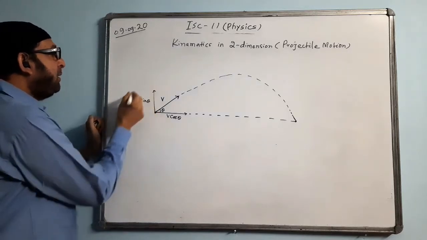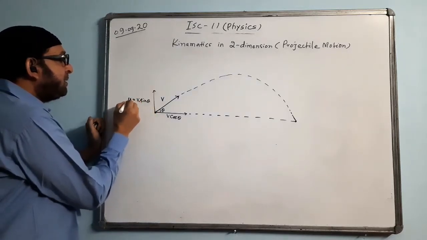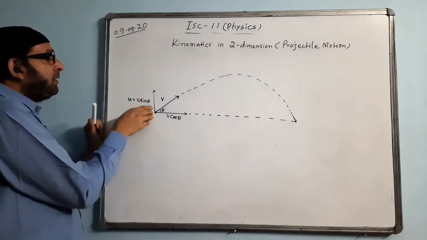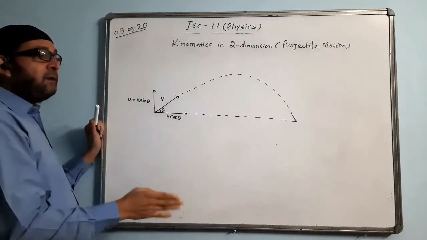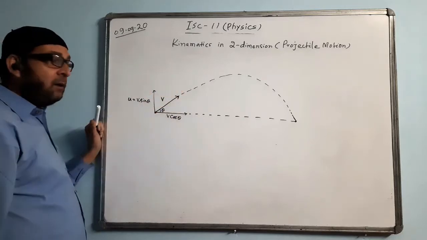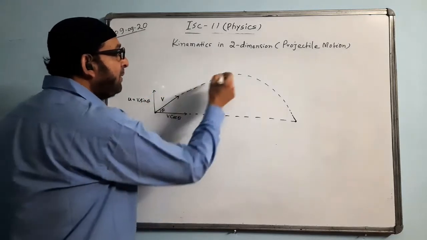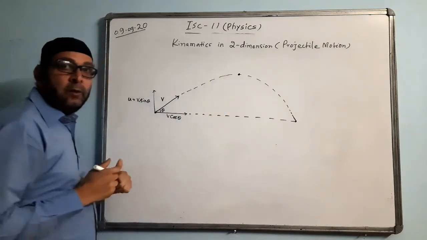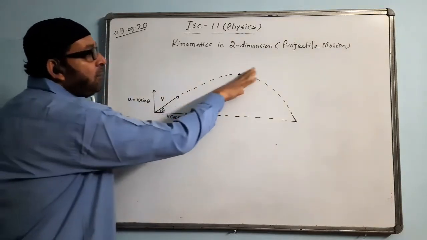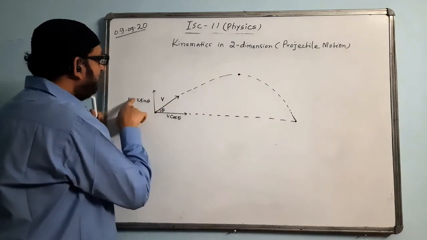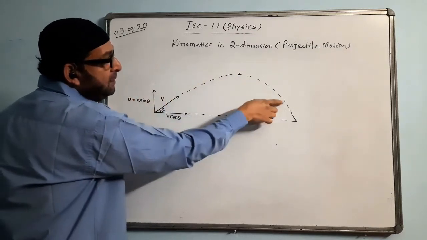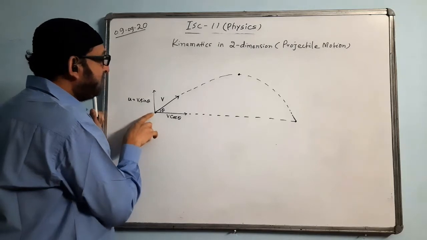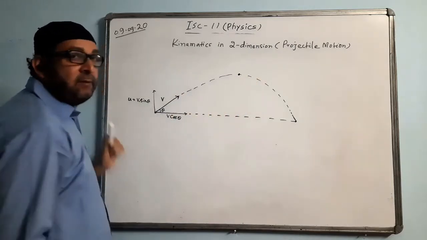In the vertically upward direction, this behaves as the value of u, and the value of this component will keep on decreasing when the body goes up because of retardation. When the body reaches maximum height over here, this component value will become 0. Then when the body returns, the value of this component will keep on increasing, and it becomes the same value as it had at the same level.